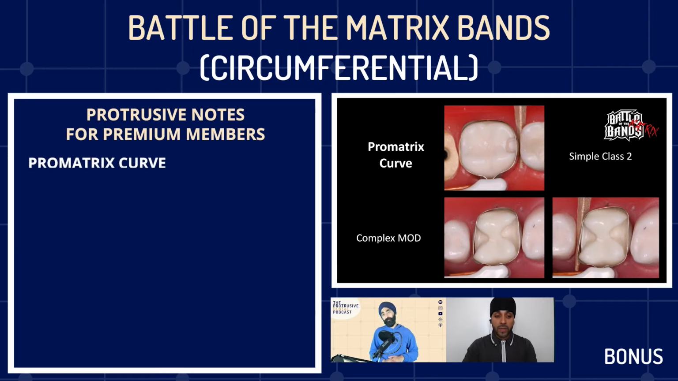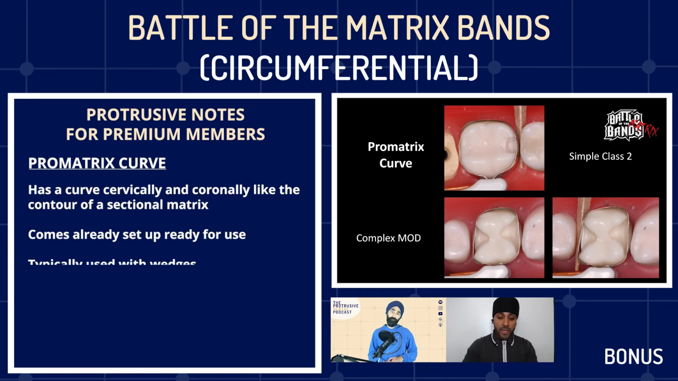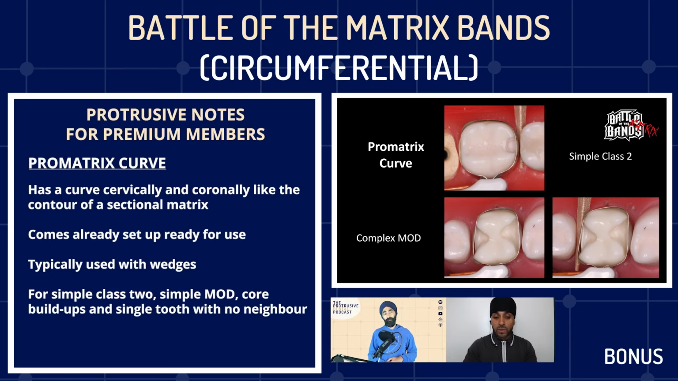So then we move on to the Pro Matrix curve, right? So it's the same as the Pro Matrix straight, but it has a curve cervically and coronally, more like the contour of a sectional. So a bit of a hybrid. It comes ready set up for use, right? And once more, it's typically used with wedges. And I found them to be able to restore simple class 2, simple MFDs, core buildups when you're treating a tooth with no neighbouring tooth, right? So same as the others.